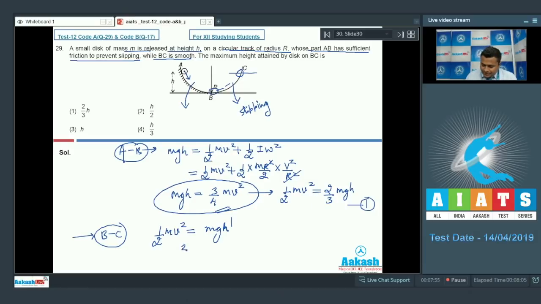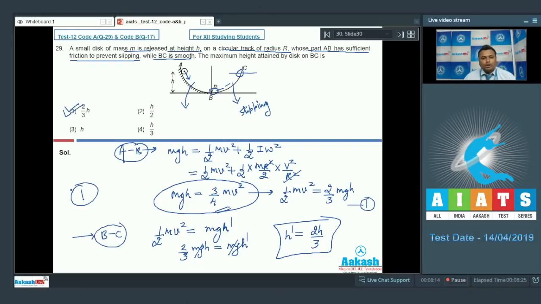Half mv square, 2 by 3 mgh, equals mgh dash. mg gets cancelled out and we get the value of h dash, that is 2h by 3. So therefore we can say that option number 1 is absolutely correct. So we will go with option number 1 only. Now move on to the next.